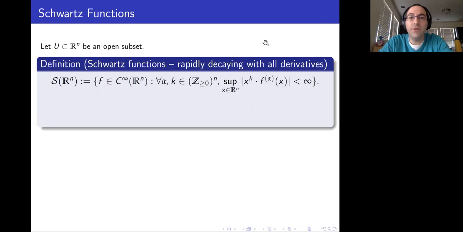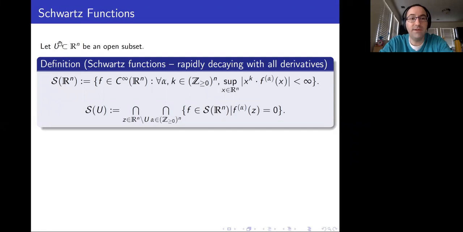So if you want, we have functions that decay at infinity. They go to 0 at infinity very fast, rapidly decaying, because even if we multiply them by any polynomial, they still decay. They still go to 0. And also all the derivatives have the same property, right? So if you want to think of a concrete example, you can think of a Gaussian on R, the normal distribution on R^1. So that's a typical example. So these are Schwartz functions on R^n.